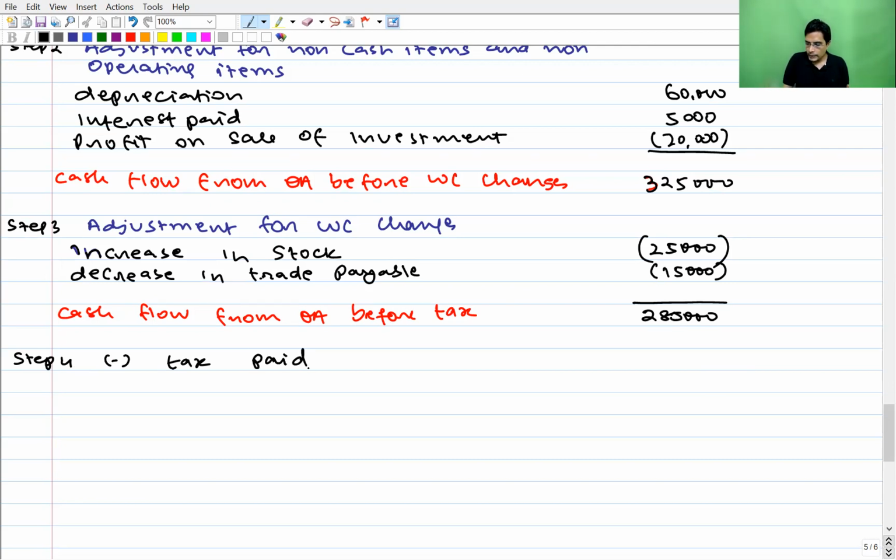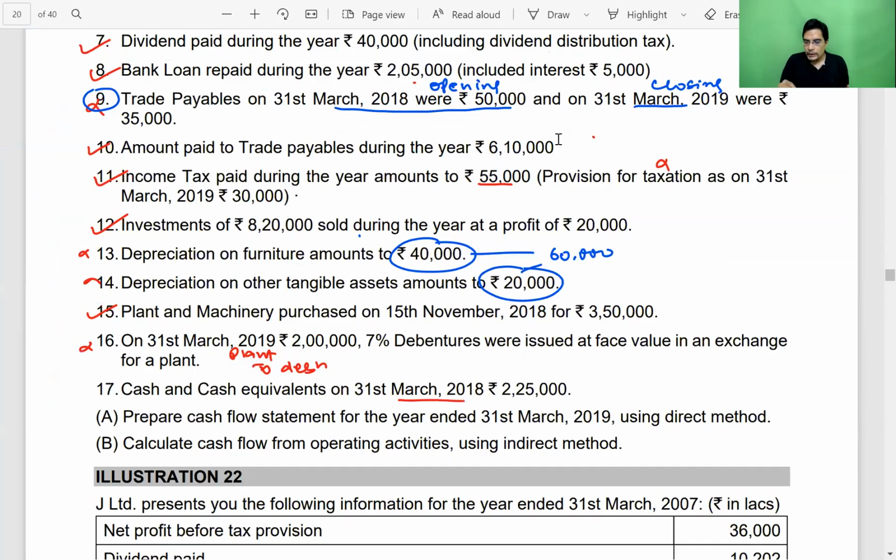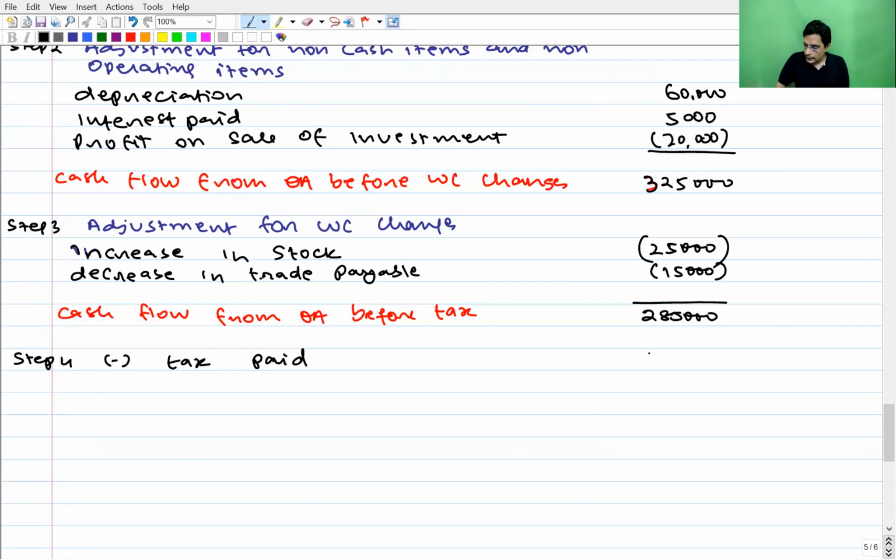Let's see how much is tax paid. Tax paid is given in adjustment number 11 and it's 55,000. Tax paid 55,000. We'll get net cash flow from operating activity: 2 lakh 85 minus 55, that is 2,30,000.